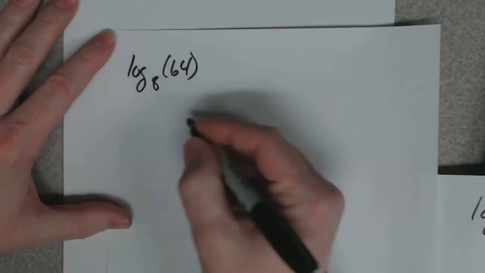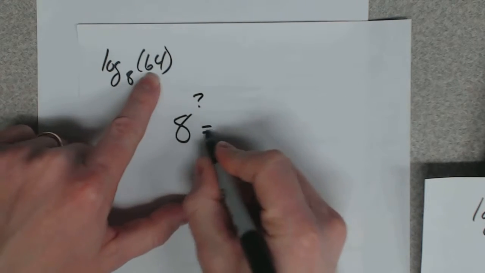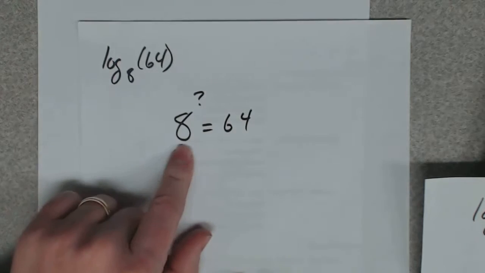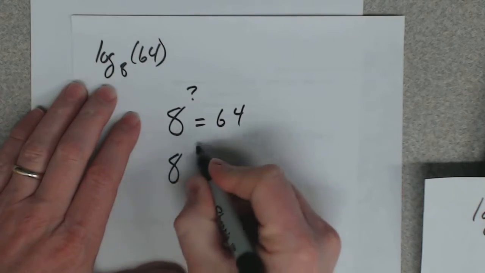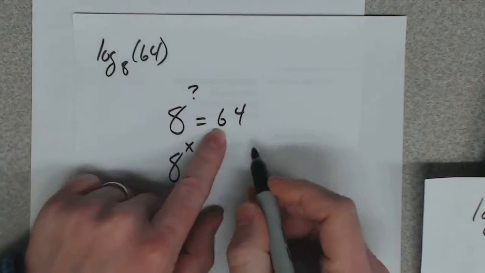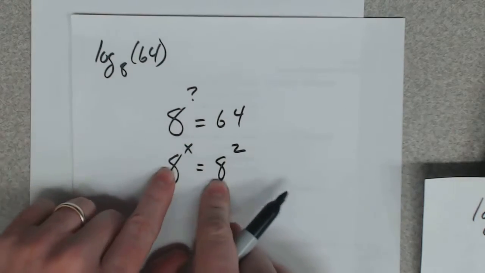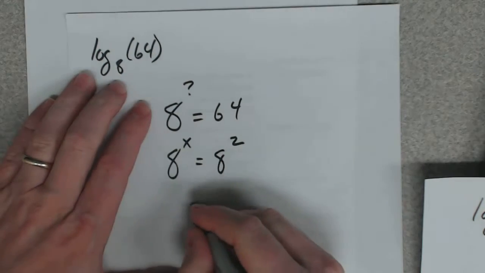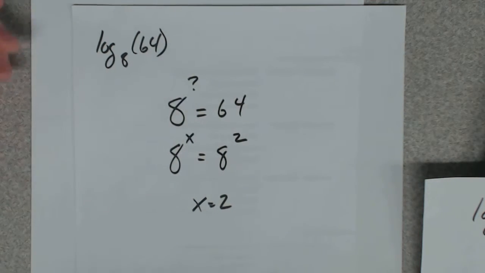Now some of them actually have numbers to them. Look at number 2 here. It says log base 8 of 64. 8 to some power equals 64. You've got to ask yourself, well, 8 to what is equal to 64? Now, in the last section, 7.1, we just rewrote the 64 as 8 squared, and once you have the same bases, you set your exponents equal. But I think most people know that 8 squared is 64.